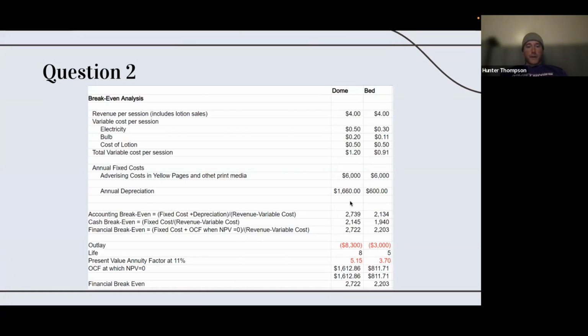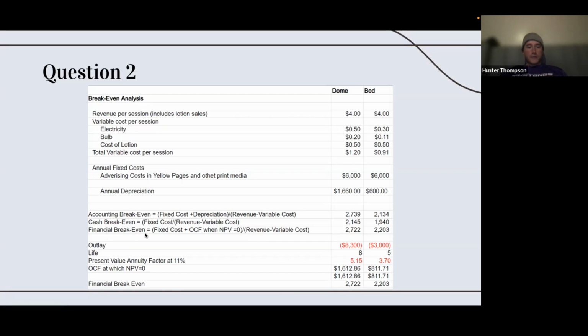And so we look at the different break evens here right in the middle. For the accounting break even, we have our fixed cost plus our depreciation, and then we divide that by the number we get from subtracting variable costs from our revenues. For the dome, we get 2,739, and for the bed, we get 2,134. Then we can get our cash break even, which is our fixed cost, and we divide that by, again, revenue minus variable costs. So we see revenue here, and then the variable cost being here. For the cash break even, we have 2,145 and then 1,940.